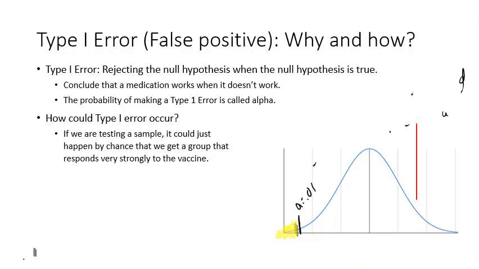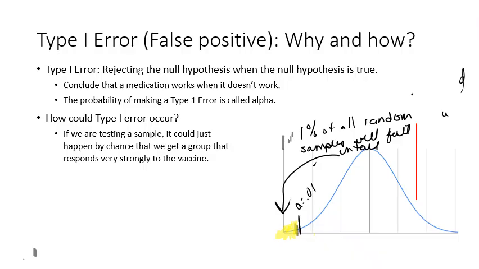And in this case, we know that even so, we could make a mistake because, just because of the nature of probabilities, 1% of all random samples will fall in the tail, even if they didn't have the vaccine. So this is how mistakes can occur, and that's why we set alpha to be really low if we're concerned about type 1 error.